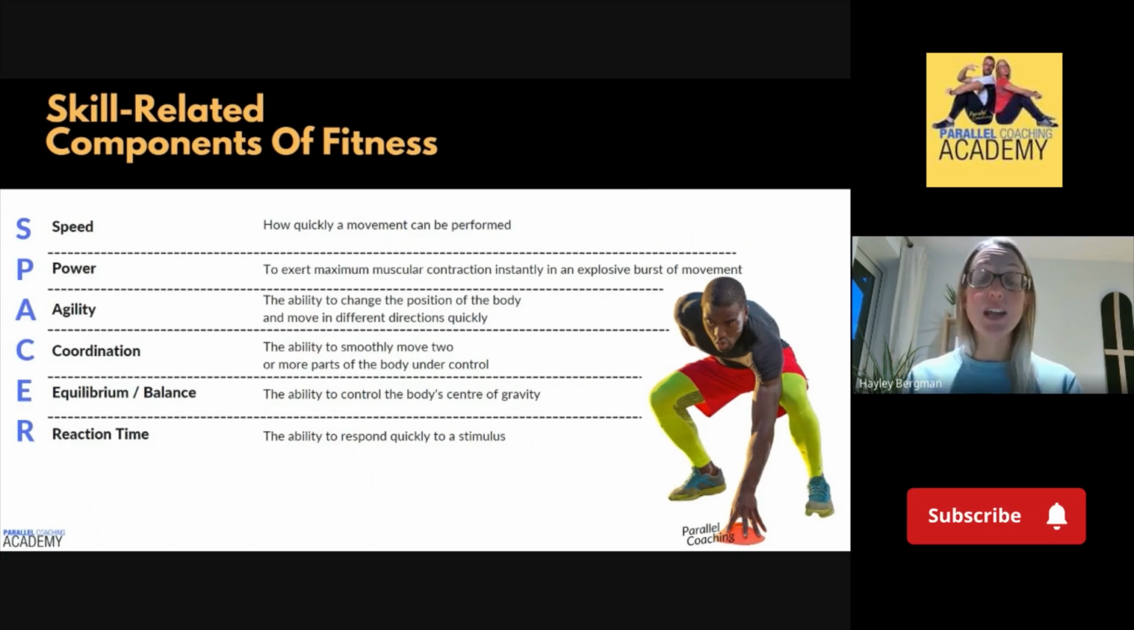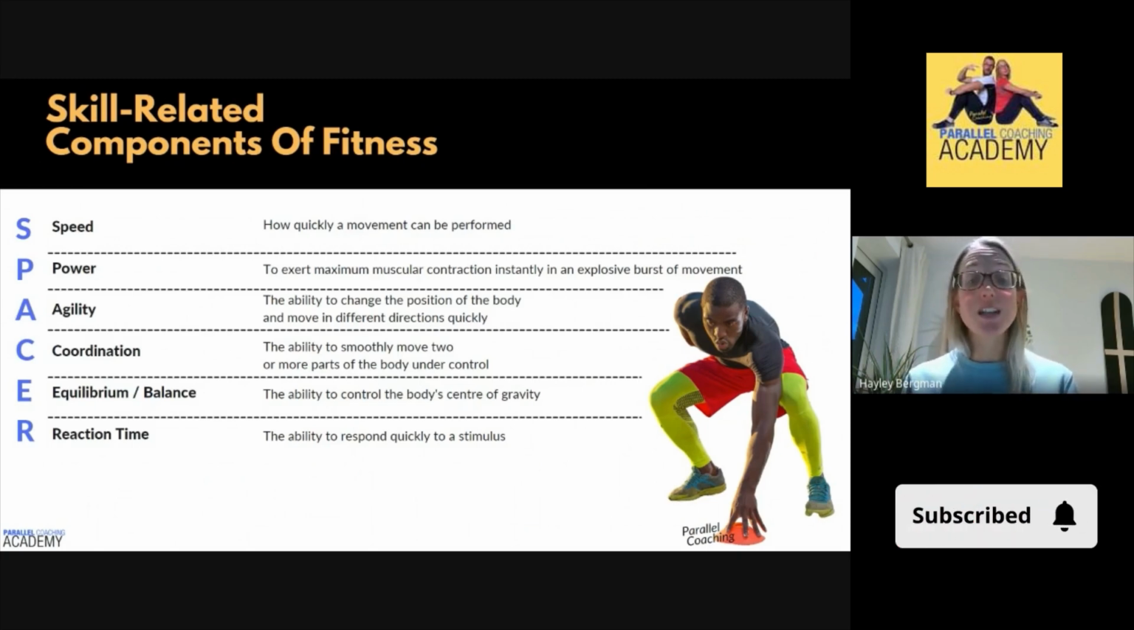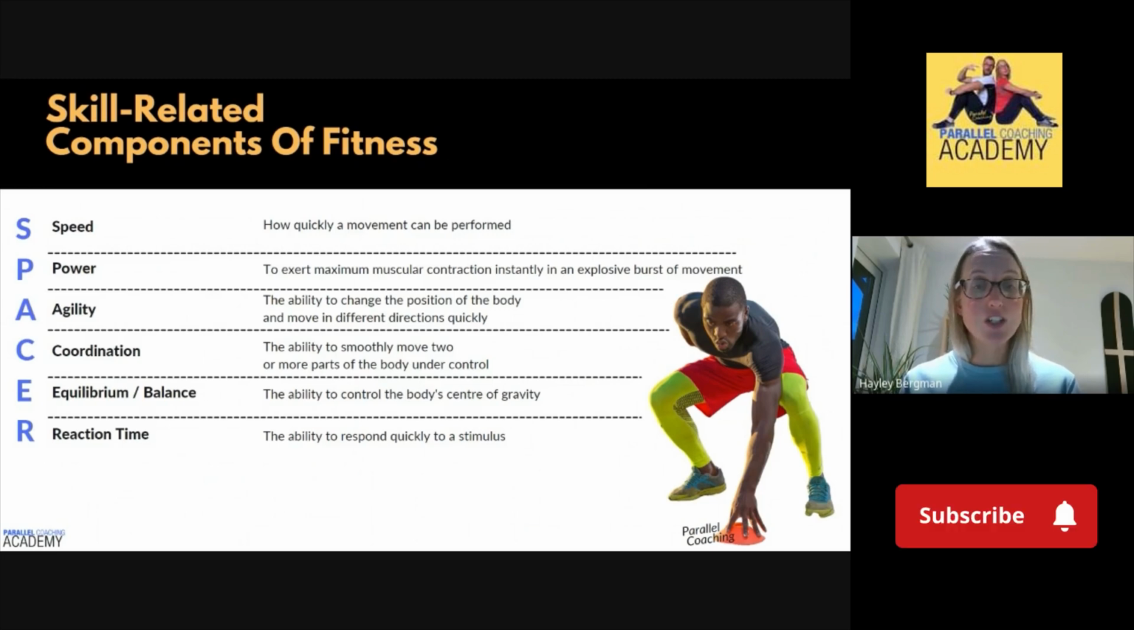Can you stand on 2 feet and actually not fall over? Can you stand on 1 foot? Can you stand on an unstable surface? These are balance. And then finally, reaction times.